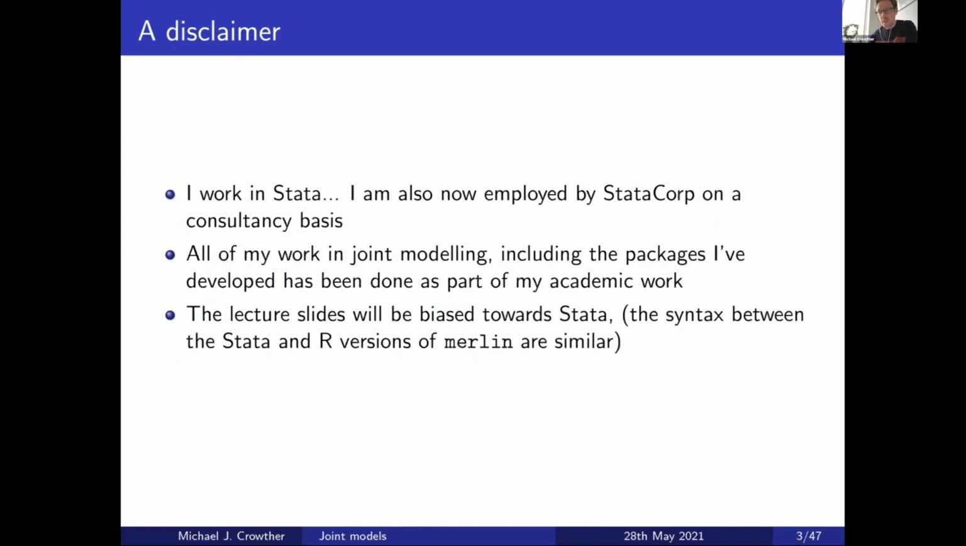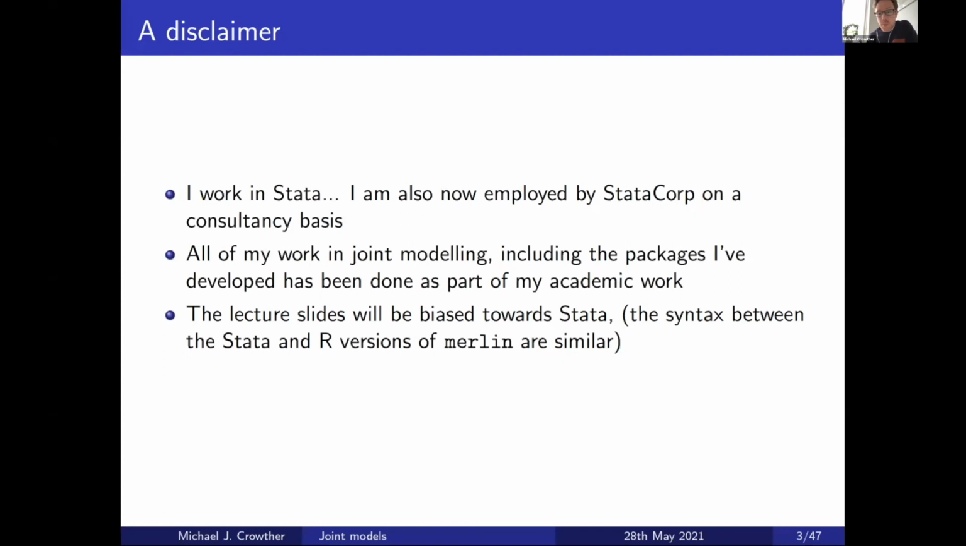As Virginie said, I'll say at the start, a little disclaimer: I do work in Stata. I'm also now employed as a consultant developer by Stata. But all of the work I'm going to talk about today, joint modeling, including the packages that I've developed in Stata, has been and continues to be done as part of my academic work.